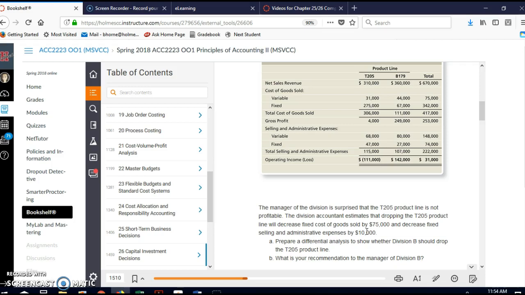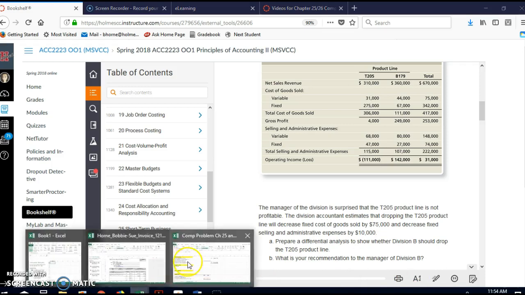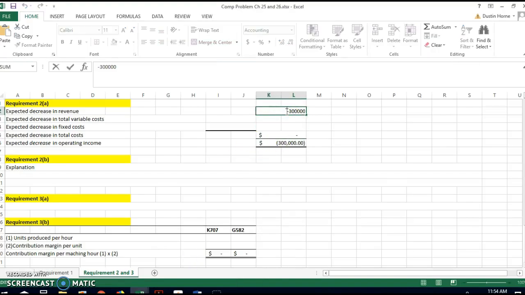And you can tell that revenue should be 310,000 here. I had that wrong. You can explain that Division B should not drop the T205 product line because if it's dropped, tell how much operating income is going to go down, tell how much revenue is going to decline, and then tell that we're going to lose more revenue than we're going to save in cost.